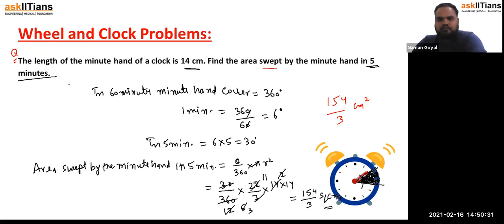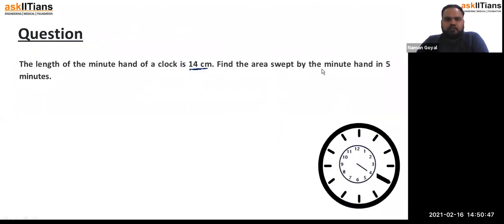If you see the question given in this slide, the length of the minute hand of a clock is 14 centimeter. Find the area swept by the minute hand in 5 minutes. So this question and this question are the same, right? So I just make a change, for your practice only. I just change this 14 centimeter to 7 centimeter. Okay, now we are going to find the solution of this question. Very simple question, same question, but I changed the data.